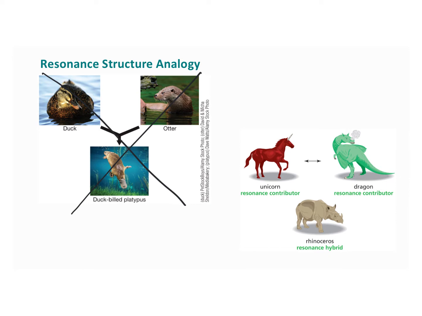But remember, when we are doing resonance structures, I said the individual resonance contributors are fictitious. They are not found in the bottle, right? And so a really good analogy is that resonance contributors are like a unicorn and a dragon. They're not really there. Those are fictitious creatures. But a rhino is kind of like a hybrid of those two things, and it actually exists. And so our resonance hybrid actually exists. Now, I don't love the resonance structure analogy of a duck and an otter because those are real things.